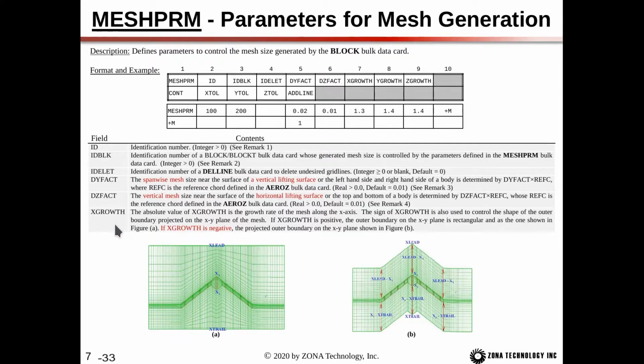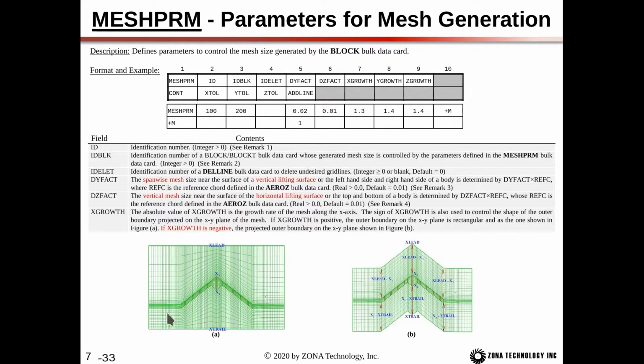And then next we have x growth, y growth, and z growth. X growth determines the rate at which the mesh size grows ahead and behind the wing or the body. So the default here is 1.3, and then furthermore, the sign of x growth determines the outer boundary of the block.